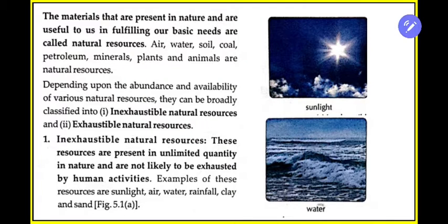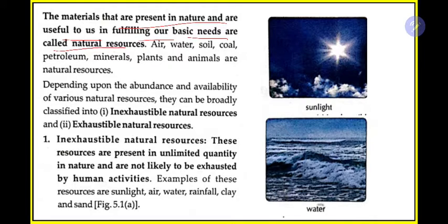So let us begin. The materials that are present in nature and are useful to us in fulfilling our basic needs are called natural resources. So what are natural resources? All those materials which are present in nature and are useful to us in fulfilling our basic needs. For example, air. Air is a natural resource because air is available in nature, right? And it is useful to us in fulfilling our need. Which need? We breathe air, right? Carbon dioxide, oxygen, these things.